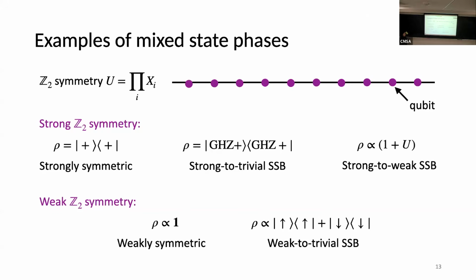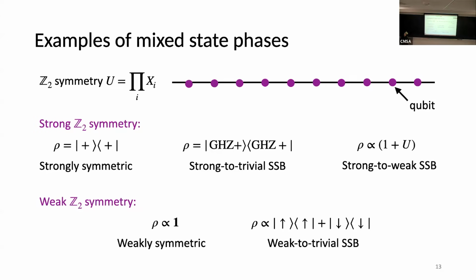We can have so-called strong-to-trivial SSB. This is a GHZ state, so it's an all up plus all down state. And it respects this Z2 symmetry acting on the left and on the right side. But it has a non-trivial order parameter, like the two-point correlation of charged operators. So you can show it has so-called strong-to-trivial SSB. These two are actually both pure states. However, the one on the right-hand side is a mixed state. It demonstrates something called strong-to-weak spontaneous symmetry breaking.